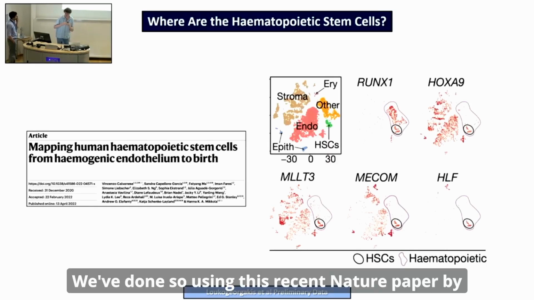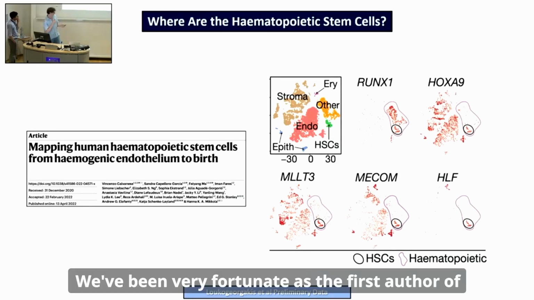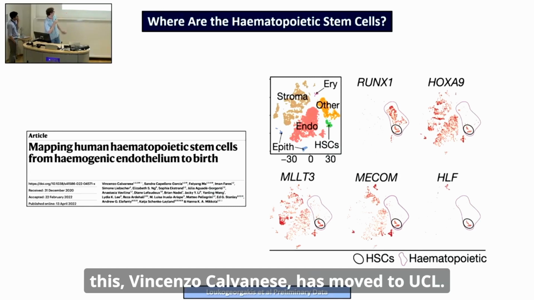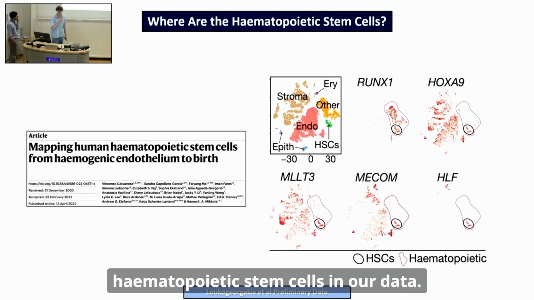We've done so using this recent Nature paper by the lab of Hannah Mikkola in San Diego. And we've been very fortunate that the first author of this, Vincenzo Calvanese, has moved to UCL. So we've been working now in collaboration with him to use his expertise to look for the hematopoietic stem cells in our data.